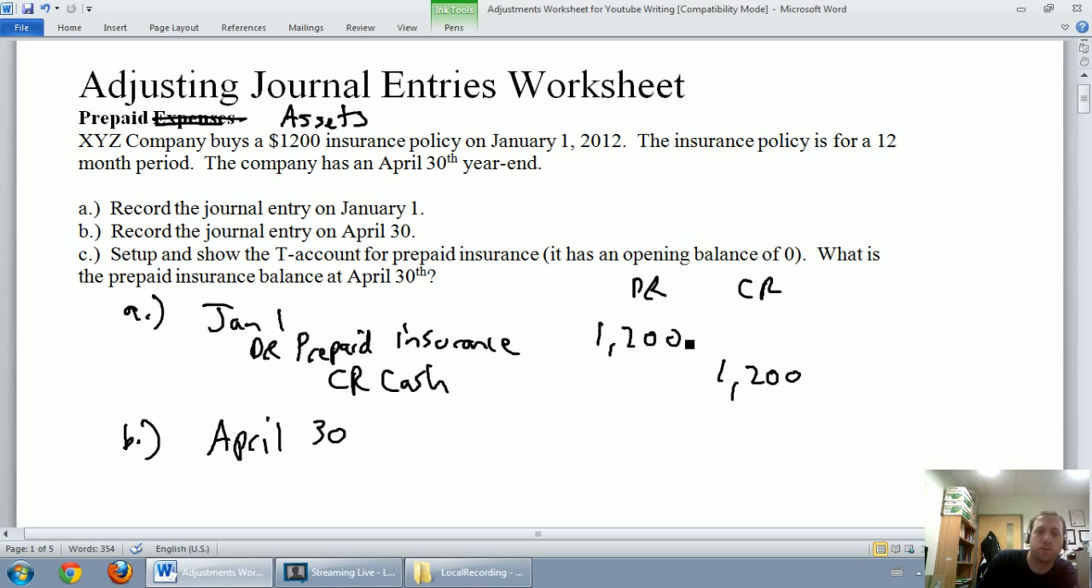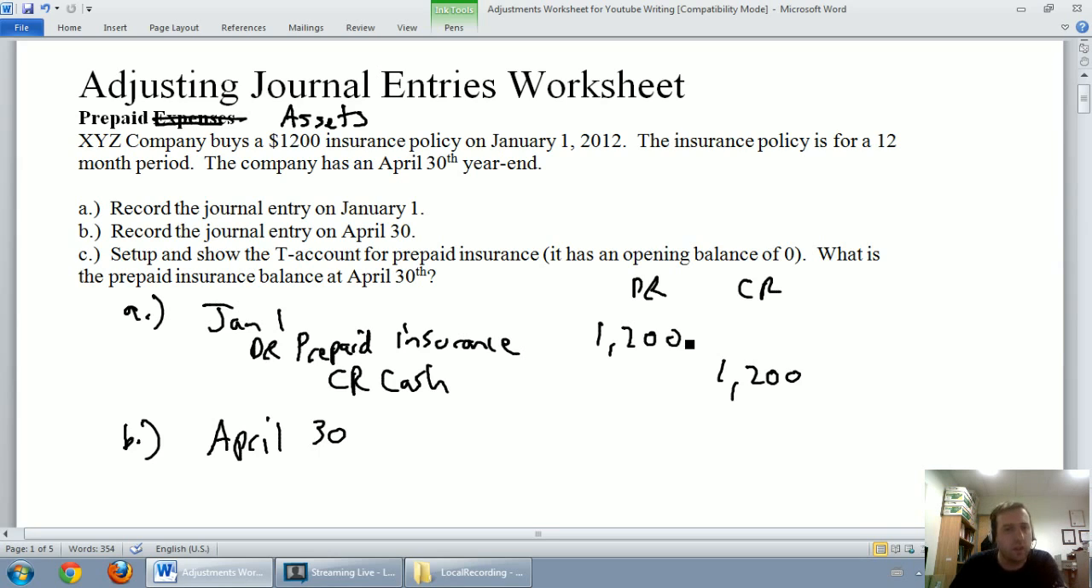If I bought $1,200 worth of insurance on January 1st, some of it has expired by April 30th. Some of it has run out. How much insurance has run out exactly? Well, January, February, March, April are all done. Those 4 months of insurance are burned up. It's gone and it's not coming back. Because it's gone and it's not coming back, that makes it an expense. When we can get money back for our insurance, or we still have a future benefit from our insurance, it's still an asset. But those 4 months that have elapsed mean it's an expense.